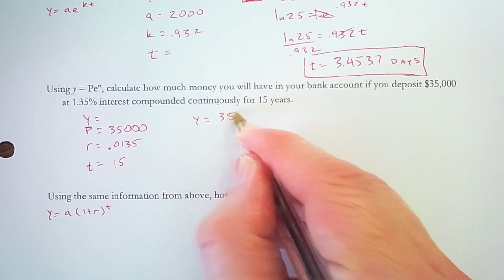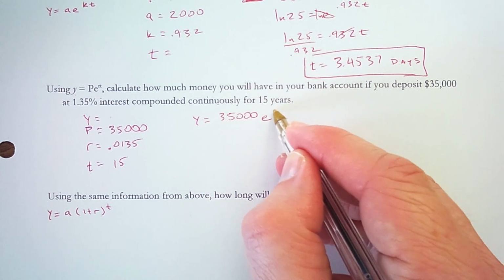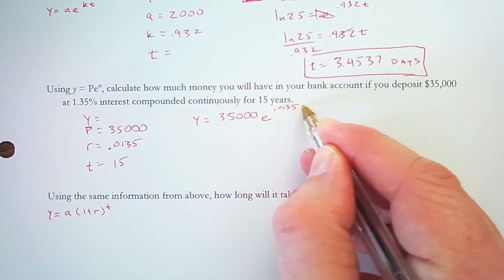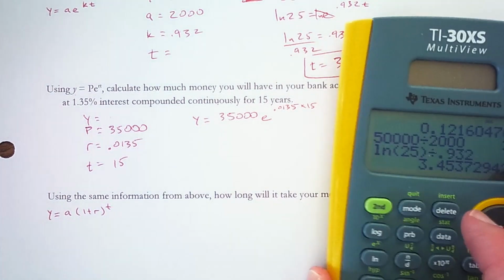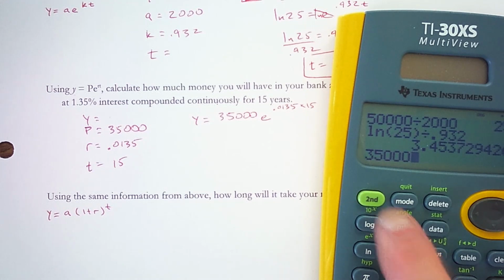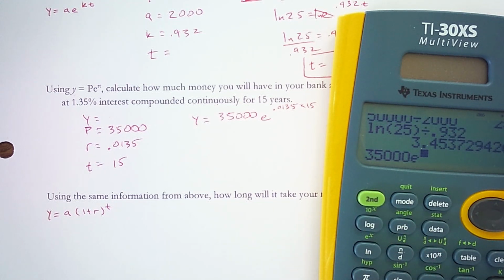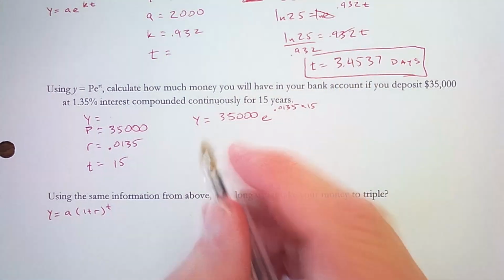So we have y equals 35,000 times e to the 0.0135 times 15 power. Now I can just type this in my calculator, 35,000 times e to the 0.0135 times 15 power, and we'll have $42,856.10.